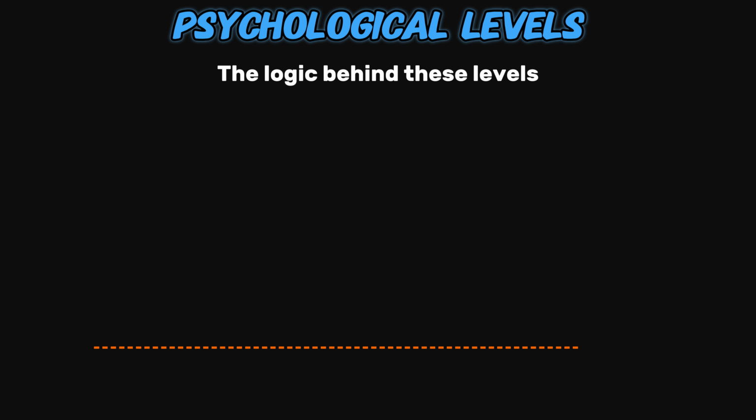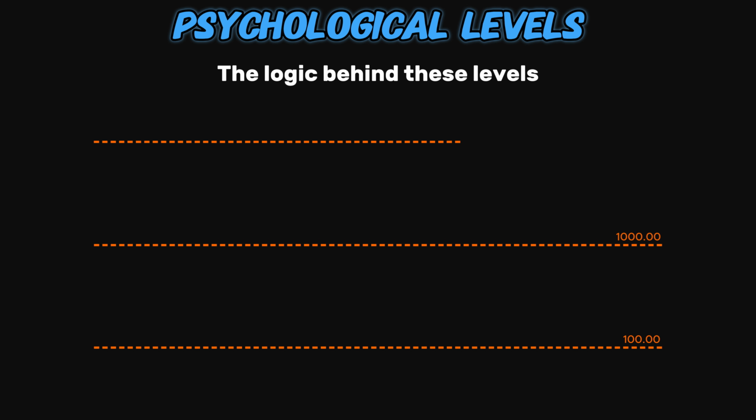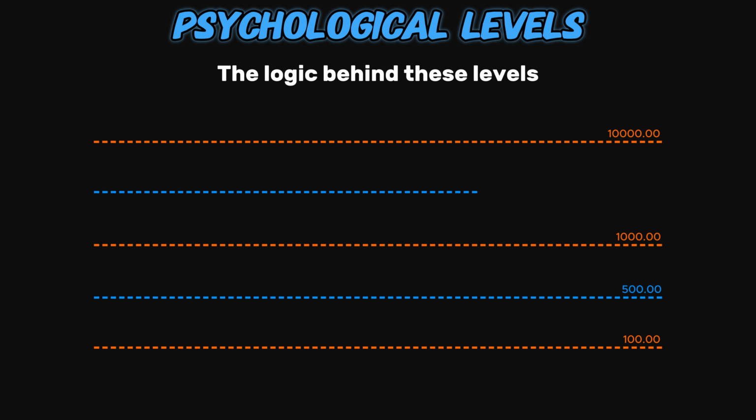Now let's dissect the logic behind these key psychological zones. In trading, psychological levels refer to rounded price points that naturally draw attention from market participants. Numbers like 100, 500, 1,000, or $50,000. These levels often act as invisible walls where price may pause, reverse, or break through with force.